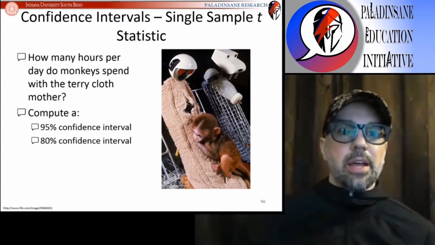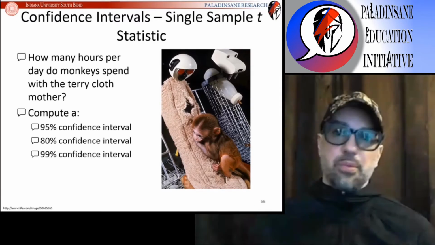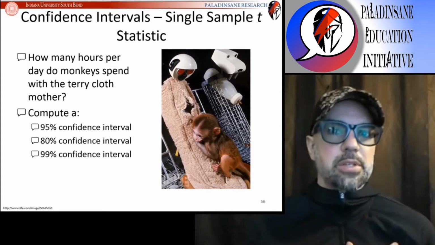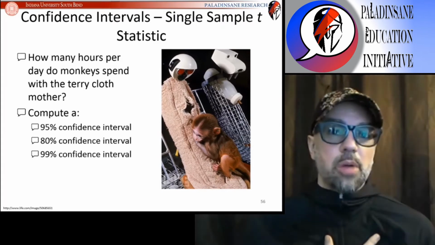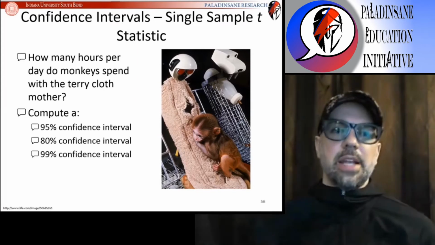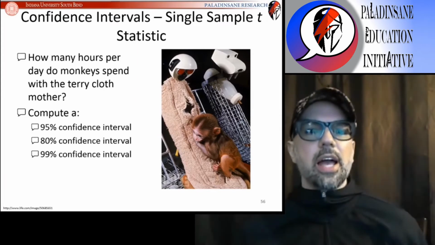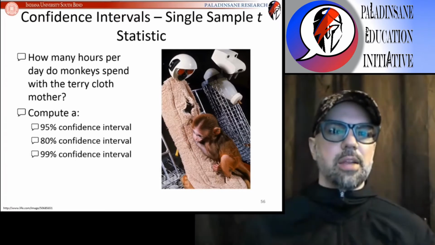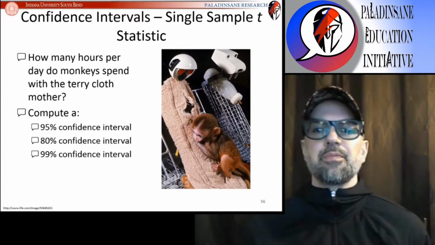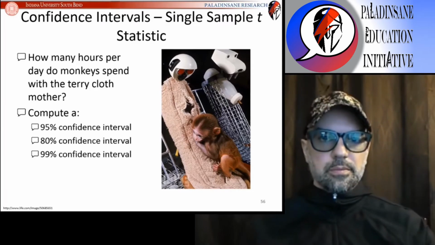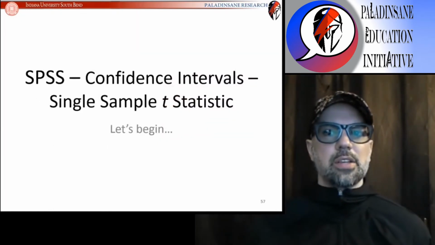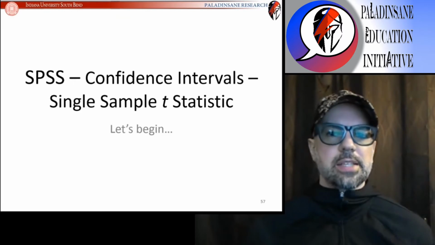And then you might get somebody else that says, oh, no, I can't even risk 5%. I don't even want to go as low as 1%, but I guess I have to. I need to be 99% sure. So we're going to calculate all three of these. We're going to calculate a 95, an 80, and a 99% confidence interval as well. All right, so what we're going to do now is go to SPSS.